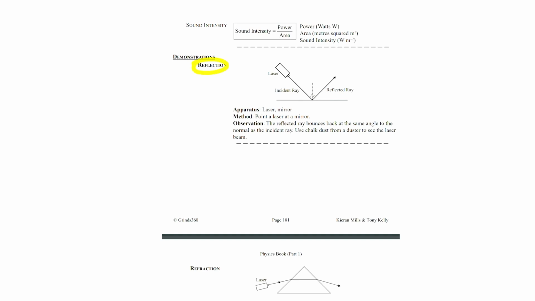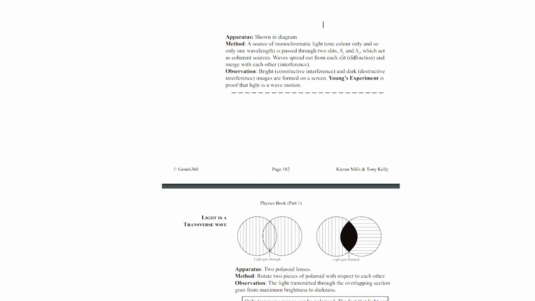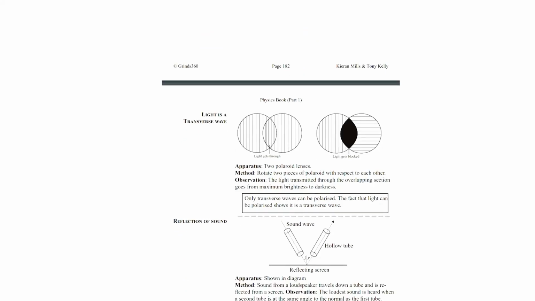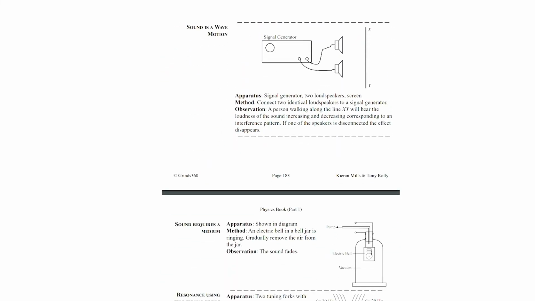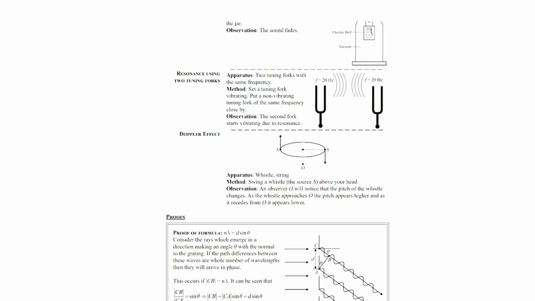Diagram, apparatus, method, observation. So you've got to make your way through your demonstrations. They're a right pain. There's lots of them there. They go on. Some of them are quite important. For example, Young's experiment is quite an important one. But that is probably the hardest work that you have to do, all that kind of mundane work.